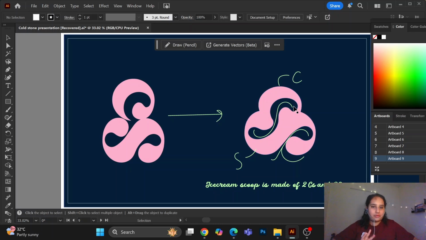And then another thing that was very interesting I found after this logo was made is the logo is made up of C and S, but then if you see in the negative space also, there is a C and an S. So that was very much surprising to me.